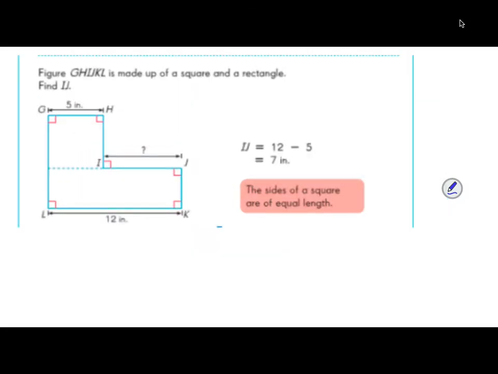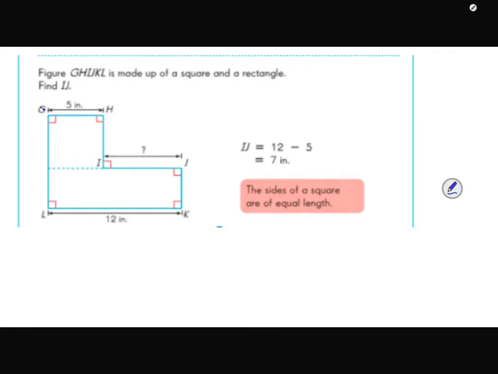We're going to try some now. I want you to pause it, see if you can figure this one out. Read it and see what you can come up with. It says figure GHIJKL is made up of a square and a rectangle. So look, they give me the dotted line. So I'm just going to look.